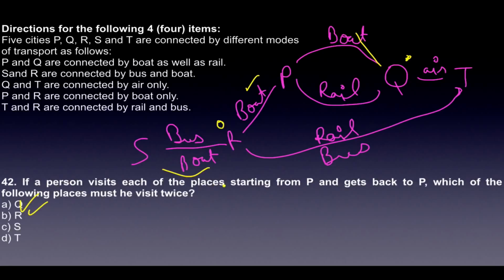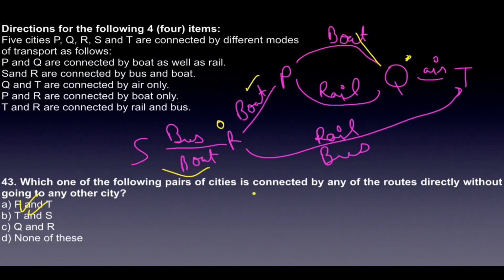Now if a person visits each of the places starting from P and gets back to P, which of the following places must you visit twice? You start from P, then you go to Q, then T, then R, then S, then R, then P. So if you go from P to S, you have to visit R twice. So R is the answer. So the answer is B.